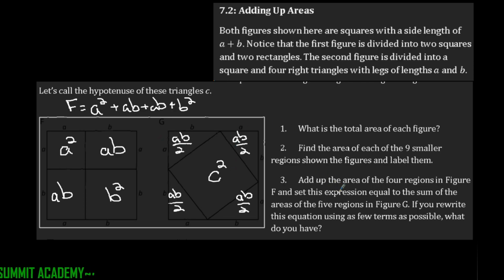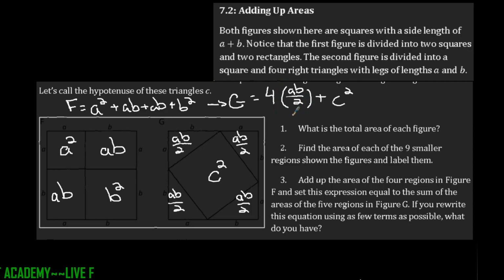And what we can do is add up the area of the 4 regions in figure F, the one on the left, and set the expression equal to the sum of the areas of the figures in figure G. So then we can rewrite it like this. This is the area of F, and G is going to be, well, how many triangles do we have? We have 1, 2, 3, 4 of those triangles. So I have 4 times A times B over 2 plus C squared. And we can see some similarities and differences between these.